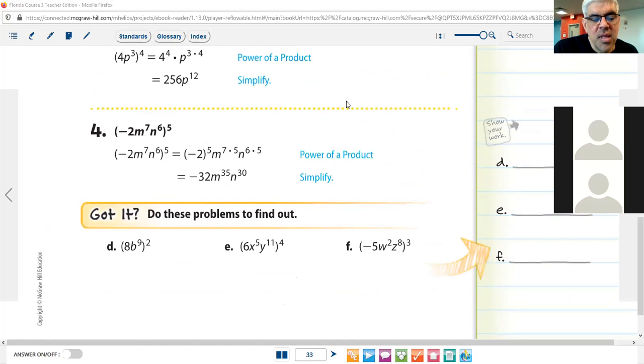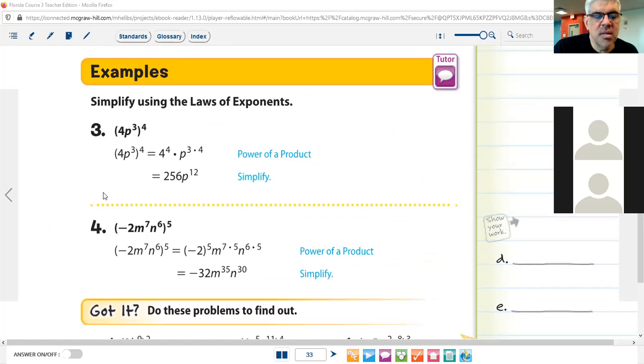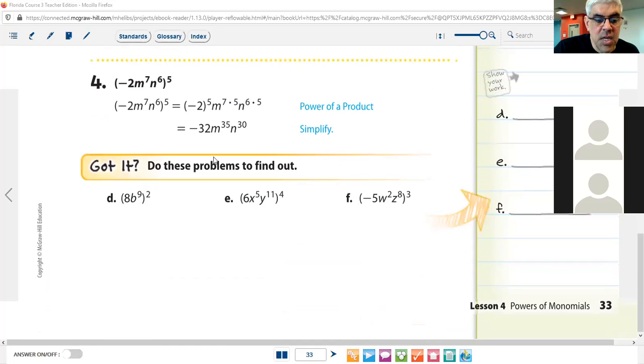You don't have to copy the 3 and 4. They're in your book. You can see them. Okay, so this is what we're going to do. We're going to do, I guess, the more difficult one together, F, and then you're going to try D and E. So allow me to do F with you.